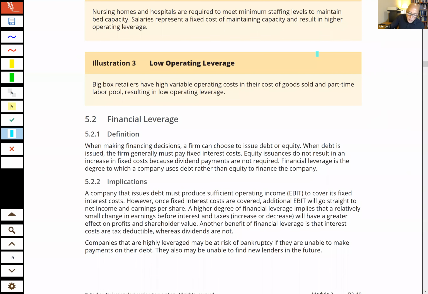Now when we look to financial leverage, we're saying, well, look, do we have a large portion of debt financing? Because if we do, then all we really have to do is cover that fixed debt financing. And then once we do, we have additional amounts of income that will go towards our profitability. So financial leverage is the degree to which a company uses debt rather than equity to finance the company. So let's just go ahead and flashcard that.